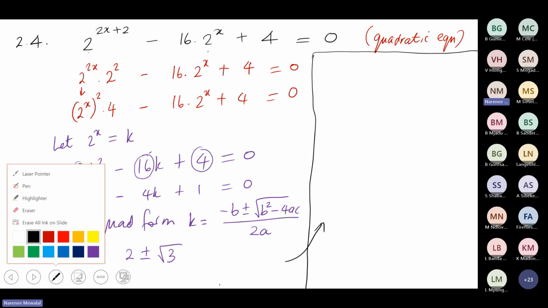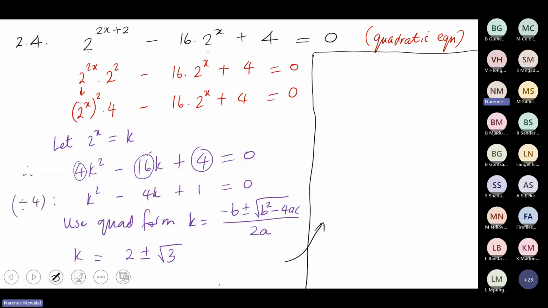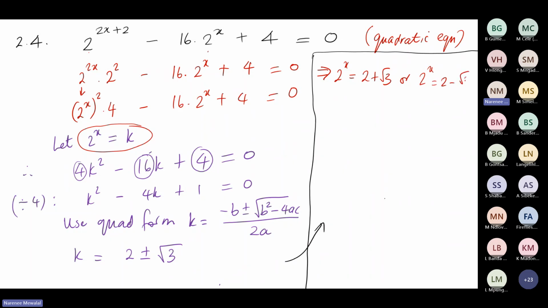Okay. Then you got your k is equal to 2 plus or minus root 3, but you weren't asked to solve for k. You weren't even given a k in the question. You were given an x. So you go back and you replace your k with 2 to the power x here. So you're going to say 2 to the power x is equal to 2 plus root 3, or 2 to the power x is equal to 2 minus root 3. Okay, and then you're going to introduce the logs on both sides.